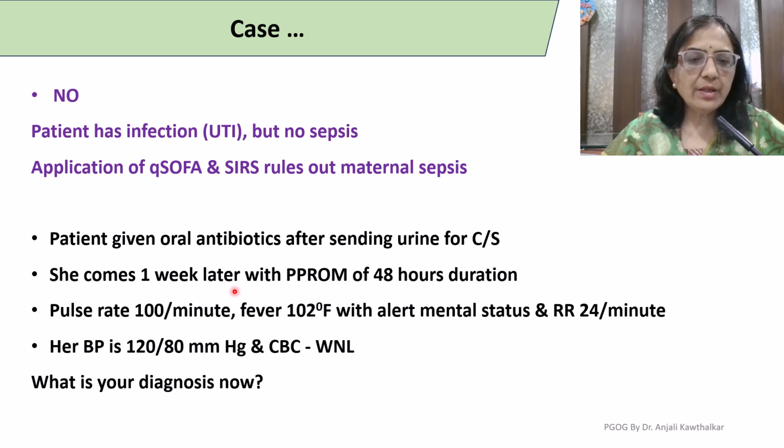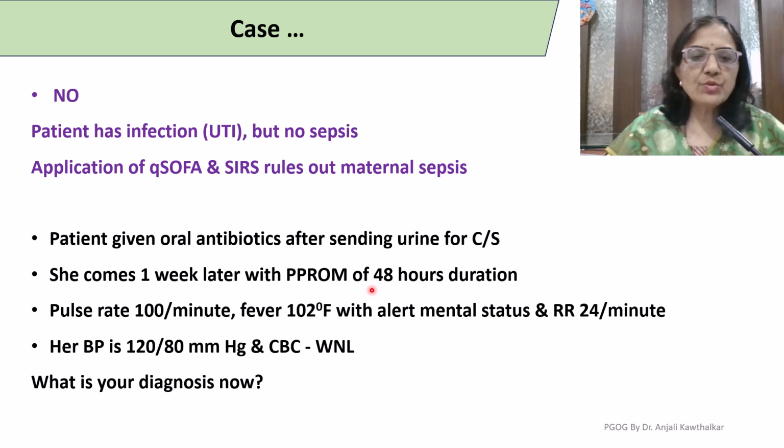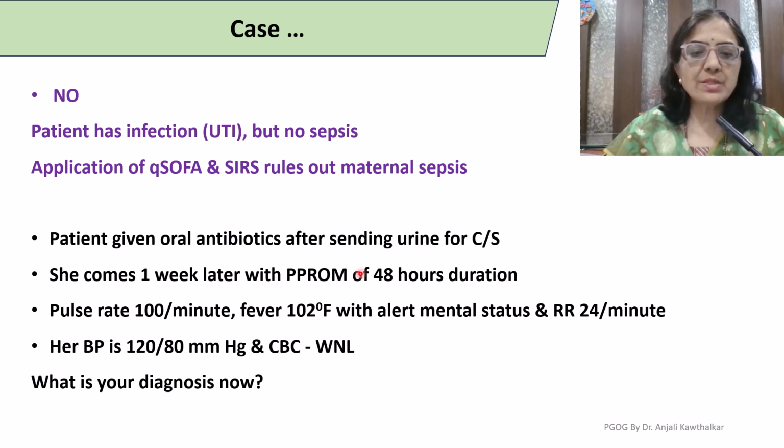and she comes 1 week later. Unfortunately, now she is coming with preterm prelabor rupture of membranes of 48 hours duration. She stayed at home for 48 hours in spite of having rupture of membranes, and now she is presenting so late. Her pulse rate is 100 per minute. She has fever 102 degrees Fahrenheit, but her mental status is normal.